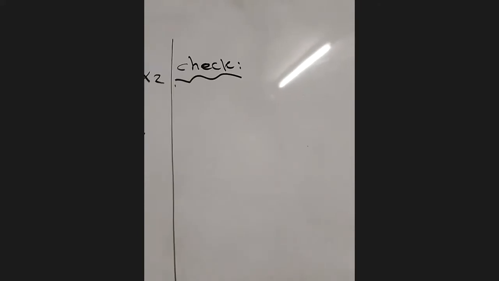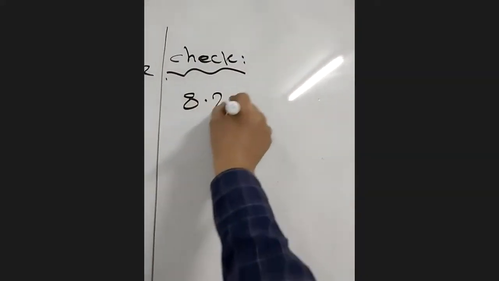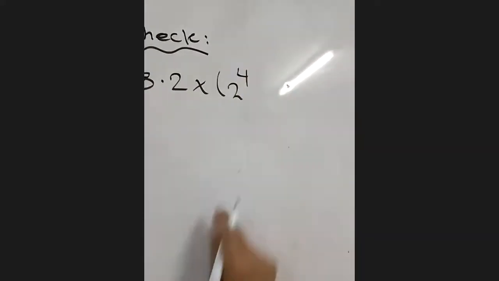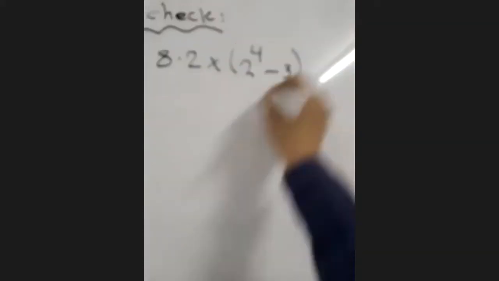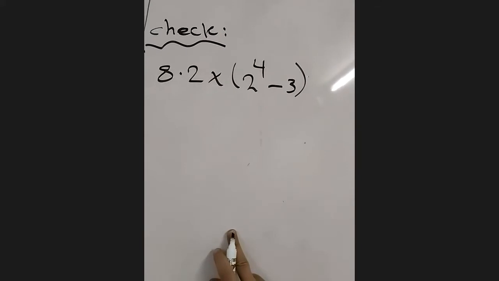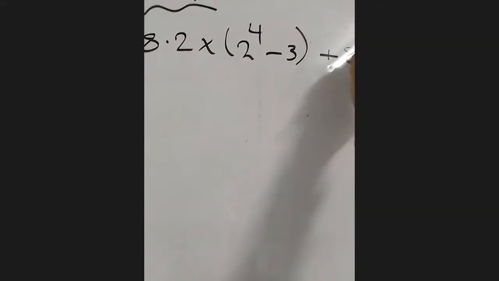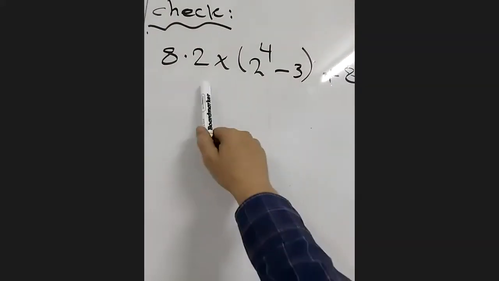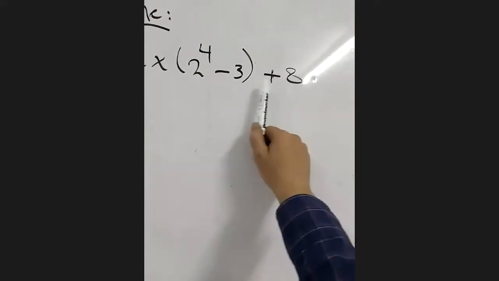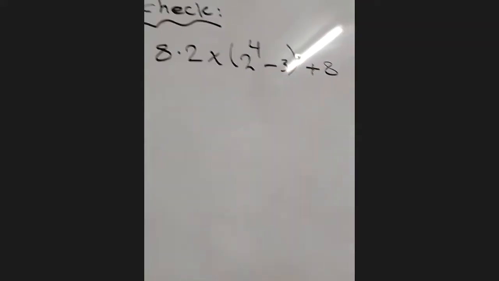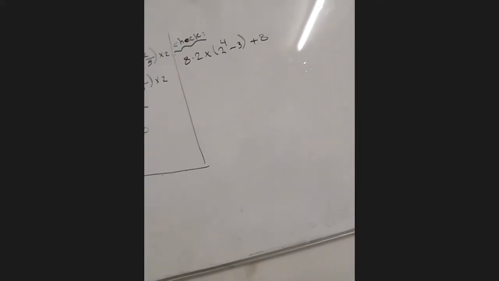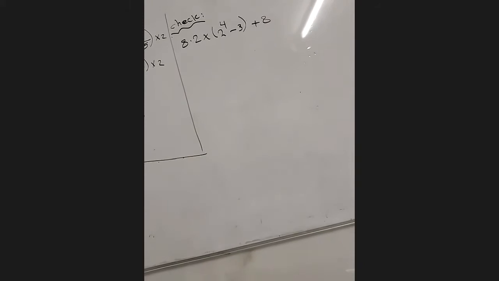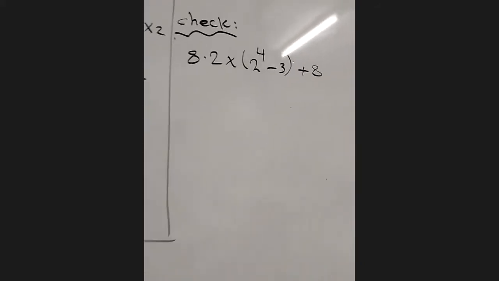Evaluate 8.2 multiply brackets 2 to the power 4 minus 3 close brackets plus 8. So I have multiply, I have exponent, subtract, plus, I have everything. Now 8.2 multiply 2 to the power of 4 minus 3 all plus 8, right?